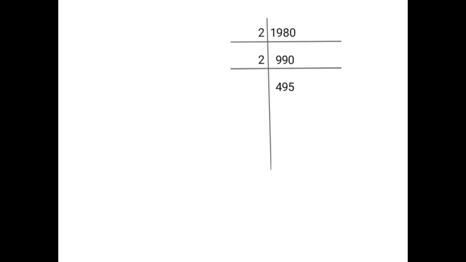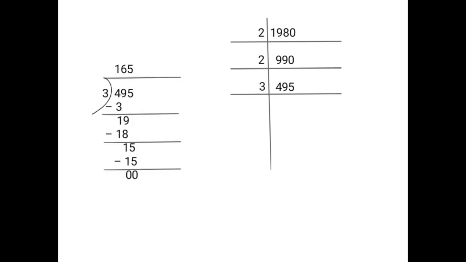Then you have to check 3 table. The sum of the digits of the number 495 is 4 plus 9 plus 5, that is 18. 18 is divisible by 3. So this number is divisible by 3. So divide the number 495 by 3. I have divided the number 495 by 3. I am getting the quotient 165.